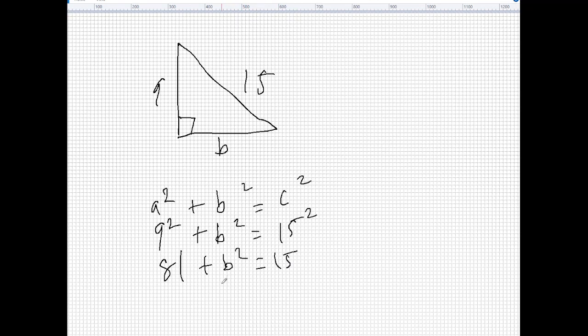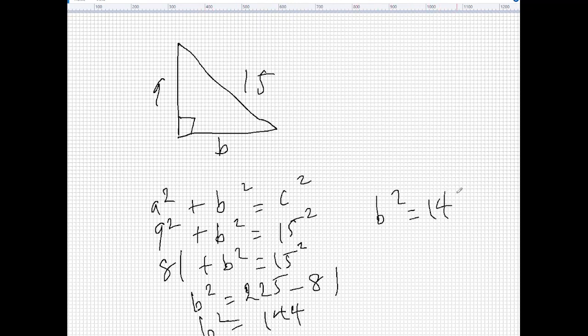And if you're used to working with equations by now, you know that we need to have this alone on the left side, so b squared equals 15 squared, which is 225, minus 81, which is 144. And so b squared equals 144, and b equals the square root of 144, which is 12. So the length of this side is going to be 12. And that is it for this exercise.